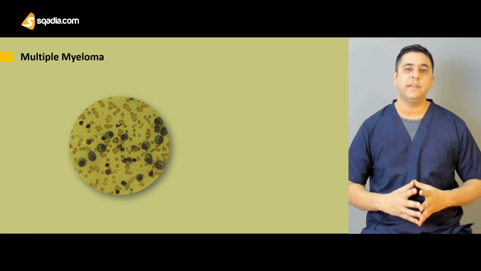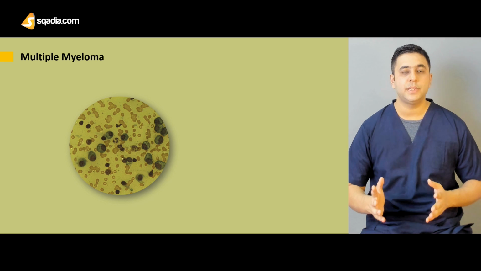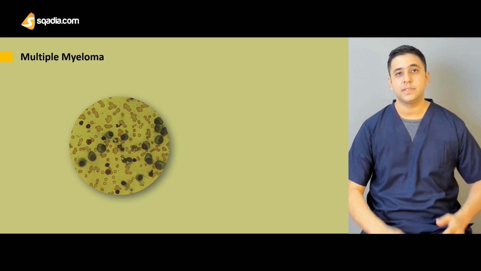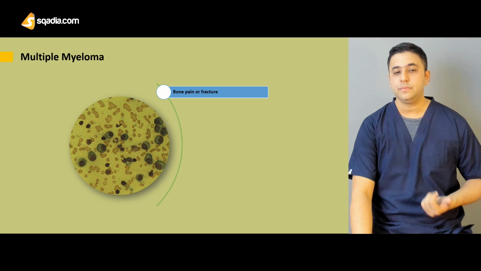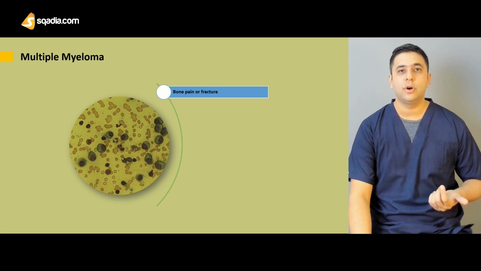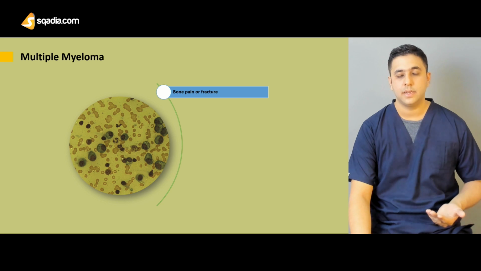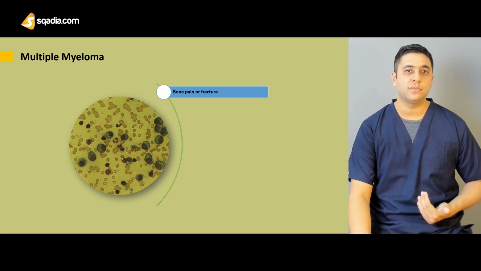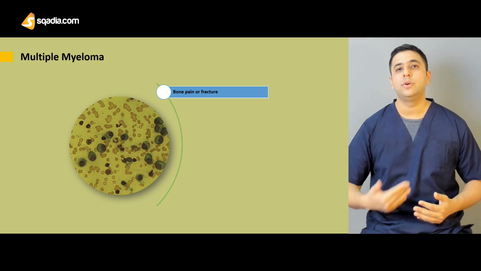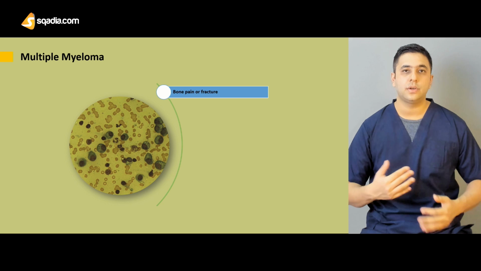The major salient features of this disorder, which are going to be the hallmark and which are going to help us in diagnosing this disease, are number one, the patients will present with bone pains or bone fractures. This is because of the lytic lesions of the bones, and the reason, which we are going to discuss in the pathogenesis, is excess activation of the osteoclasts, and there is no activation of the osteoblasts. So because of osteoclast activation, the bone lysis starts and the bones start to break down.